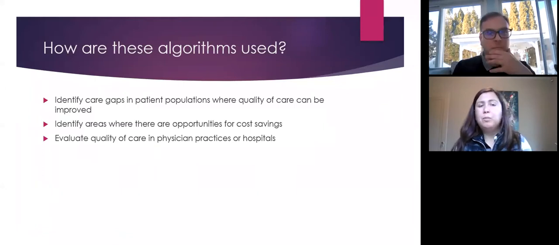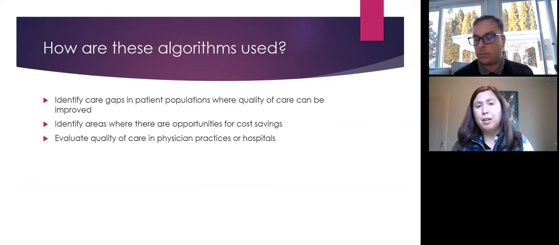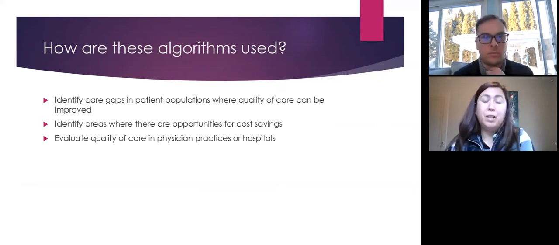How are these algorithms used? Well, care gaps, identifying care gaps in patient populations where quality of care could be improved. This is an example of what we just walked through. You can use these algorithms to look for cost-saving opportunities in healthcare. That's also a very popular use. And then you can just use them to evaluate quality of care in physician practices or hospitals.